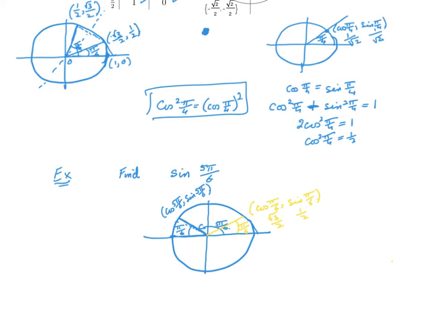Now what happens to the coordinates when I reflect them in the vertical axis? The second one remains the same, so the 1/2 is still positive, but the root 3 over 2 goes to negative root 3 over 2. So now I see not just sine of 5 pi over 6, that's the same as sine of pi over 6, but I can also write down cosine of 5 pi over 6 is minus root 3 over 2.